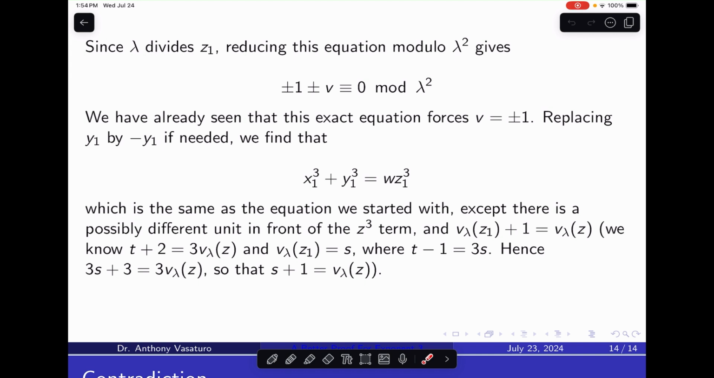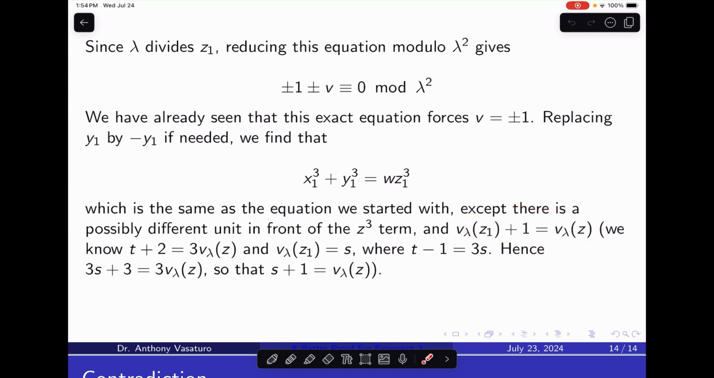Why is that? Well, remember, t was 3 v lambda z minus 2. In other words, t plus 2 was 3 v lambda z. And we also called the lambda-adic valuation of z1 s, where t minus 1 is 3s. So if you combine these facts together, you get 3s plus 3, which is known to be 3 v lambda z. And you can cancel the 3's then to find that s plus 1 equals v lambda z, which is exactly what I'm claiming here.